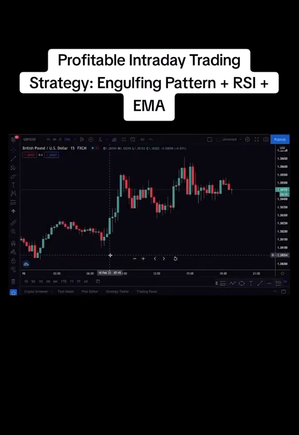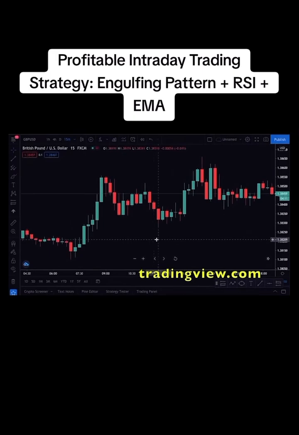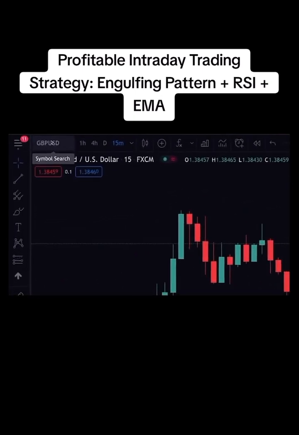First, we will open up tradingview.com. Most of you guys know TradingView, but don't worry if it is your first time using it. I will show you everything step by step. First, we will select the pair we want to trade here.